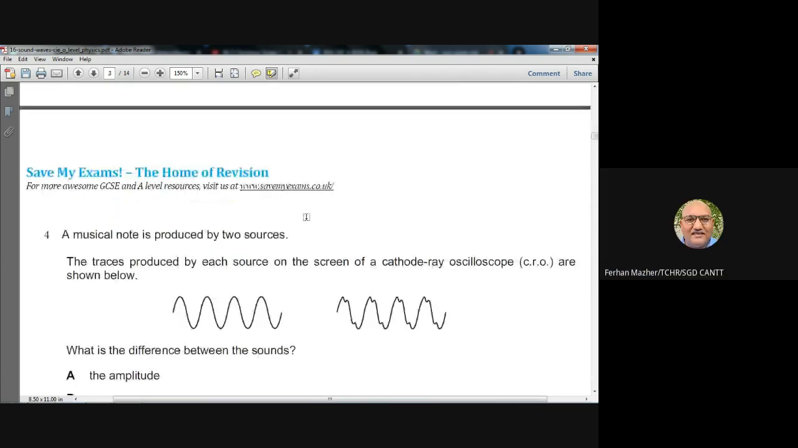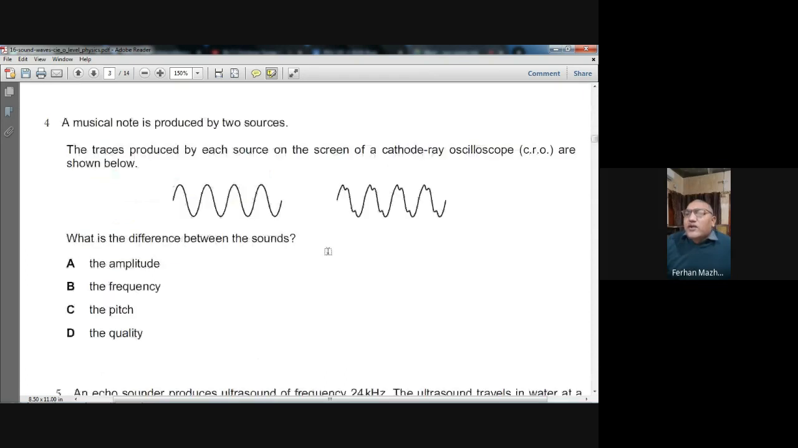Okay, the next question on your screen, question number four. Sir, one more question. Is it necessary that when the loudness or the amplitude is greater, the frequency would be lower? Is it necessary? No, not at all.